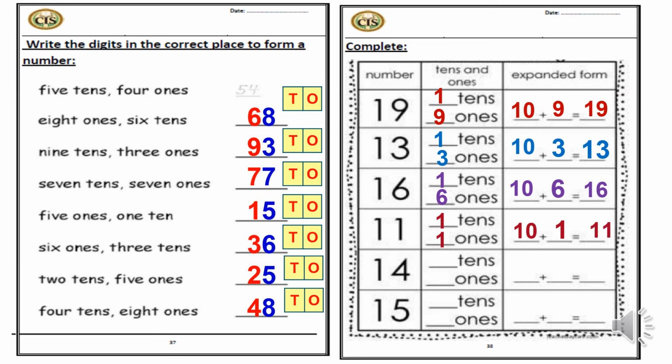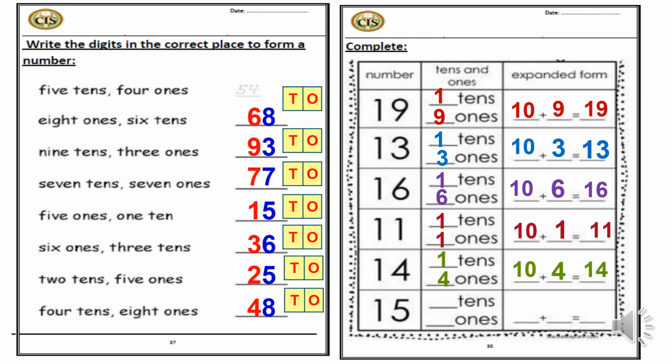Next, I have here number 14. In tens, I will put 1. In ones, I will put 4. And the expanded form equals what? 10 plus 4. So 10 plus 4 equals, count after 10: 11, 12, 13, 14.